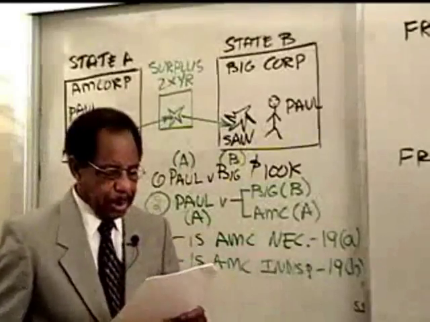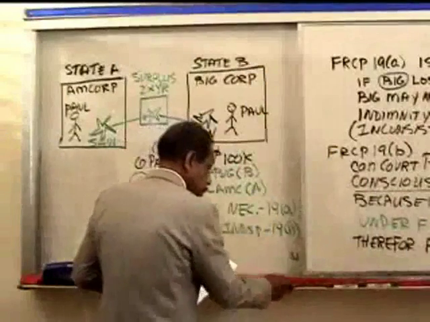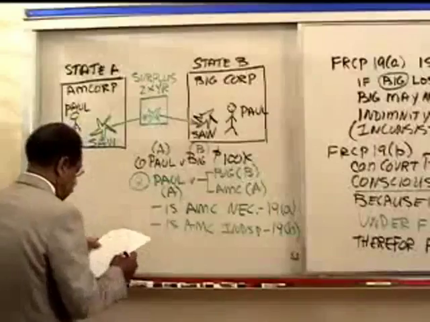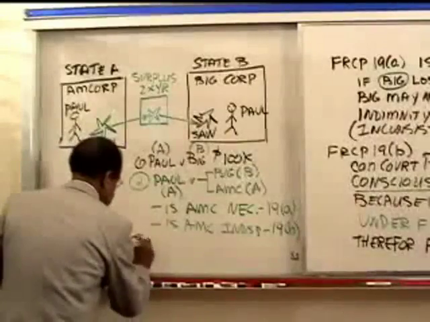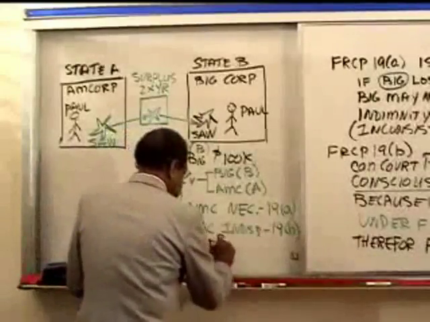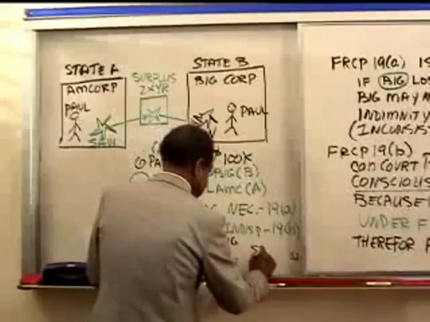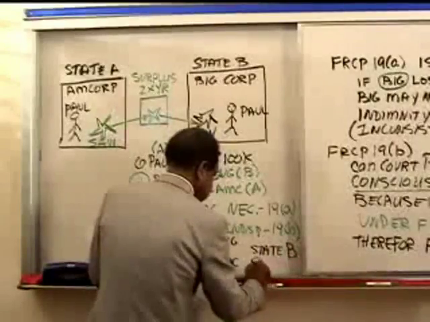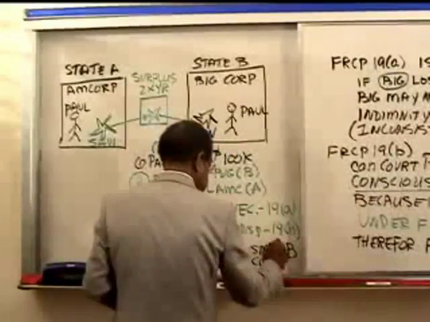Line 21. Paul then filed a suit against Big Corp and AmCorp in State B. Well, let's see. So the third thing that happened over here is that Paul filed a suit in State Court in State B. So the third thing that happened here is we have a suit, Paul versus both of them, Big Corp and AmCorp, in State B Court.